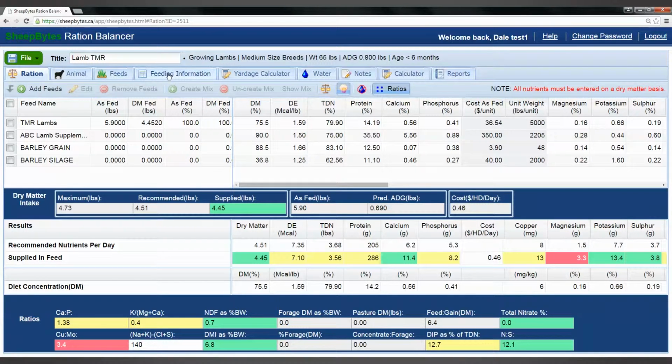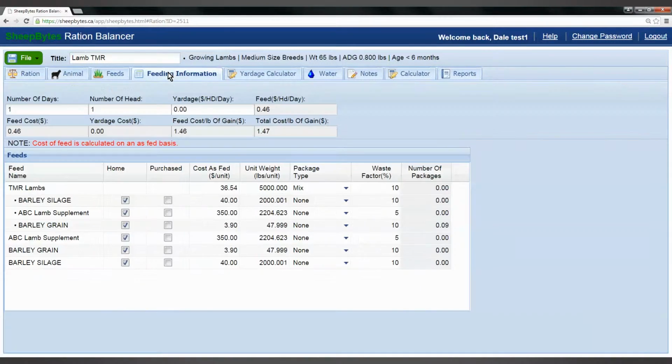If we click on feeding information, we can get some valuable work done. Here we're allowed to enter the number of days for this ration. So in this case, we'll say that this ration is being fed for 60 days. And let's say we have 300 head in that pen. Our yardage cost, we can put a yardage cost in here if you know that.